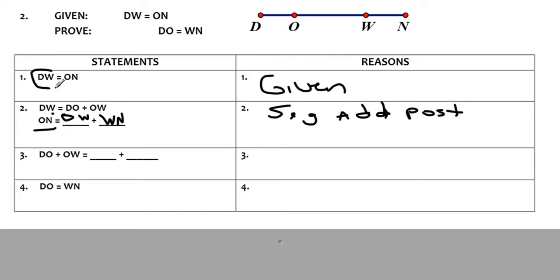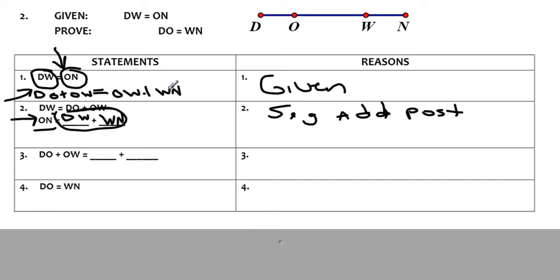And up here, we had said that DW was the same thing as ON. So what I'm going to do is replace this DW here with what we said it equaled down here. We said it equaled DO plus OW, right? And I'm going to replace this ON here with what we said it equaled here, which was OW plus WN. So that is the substitution property.